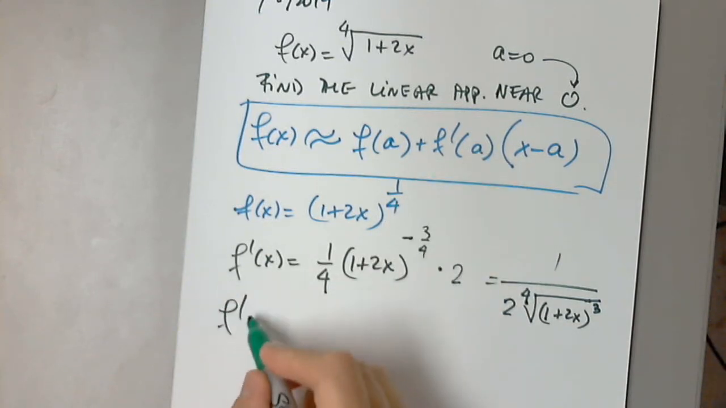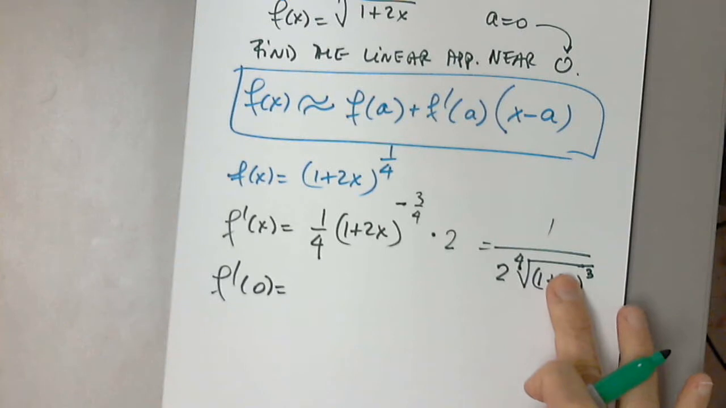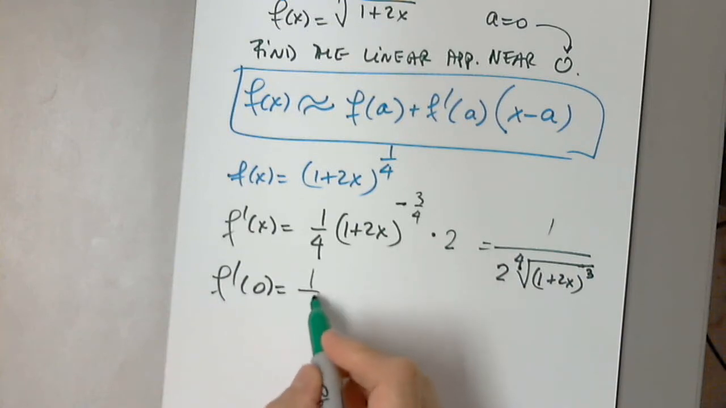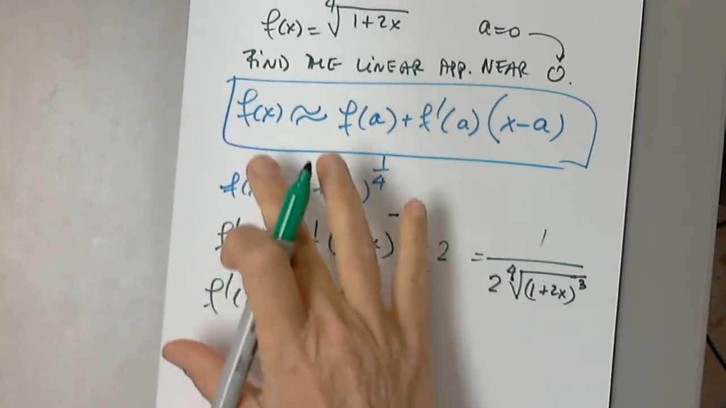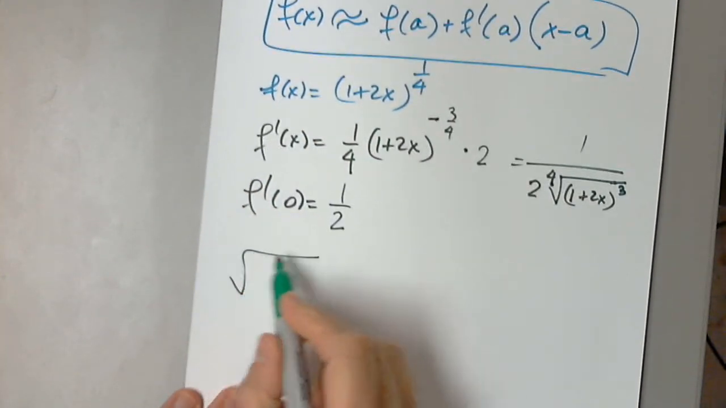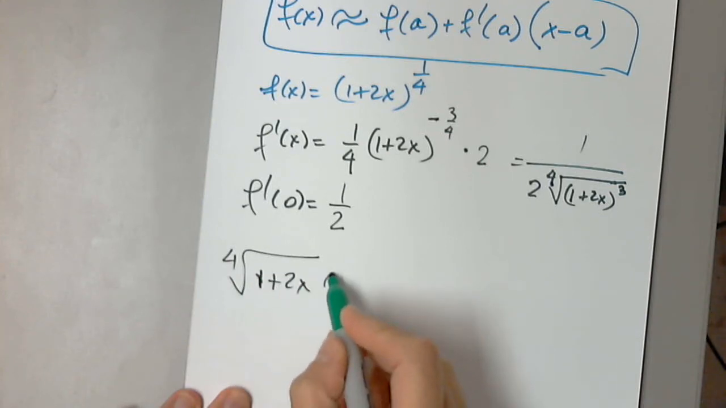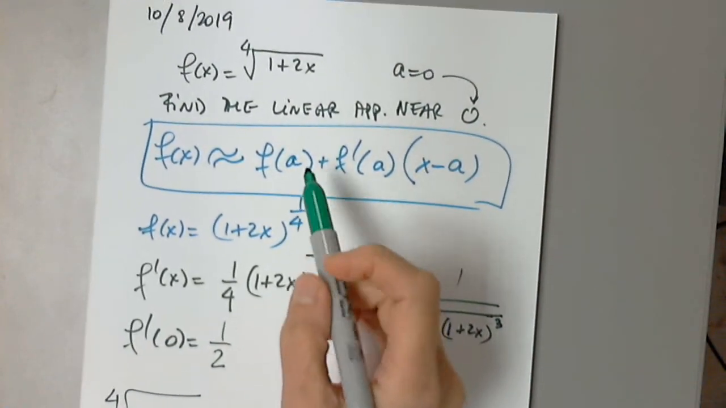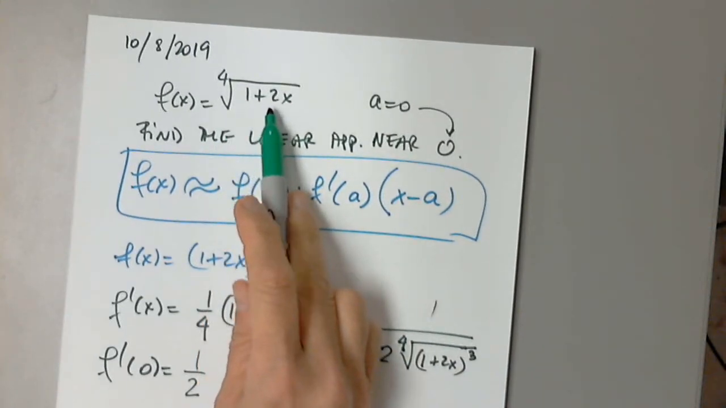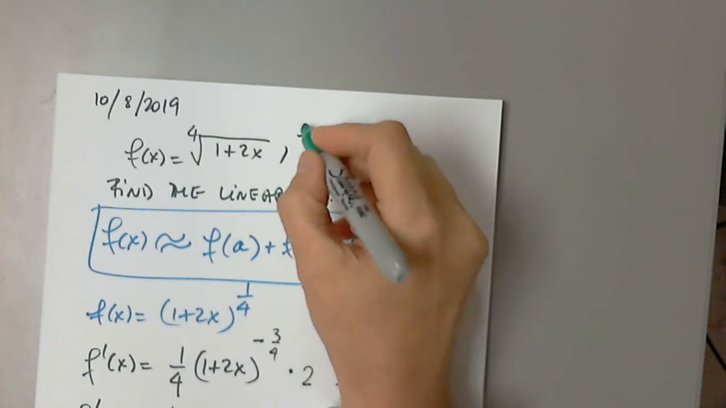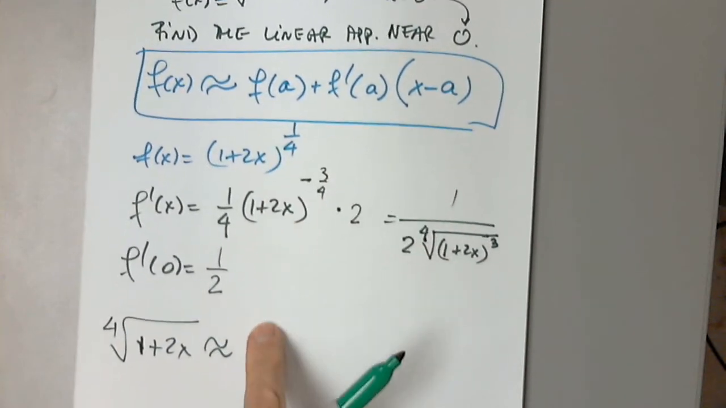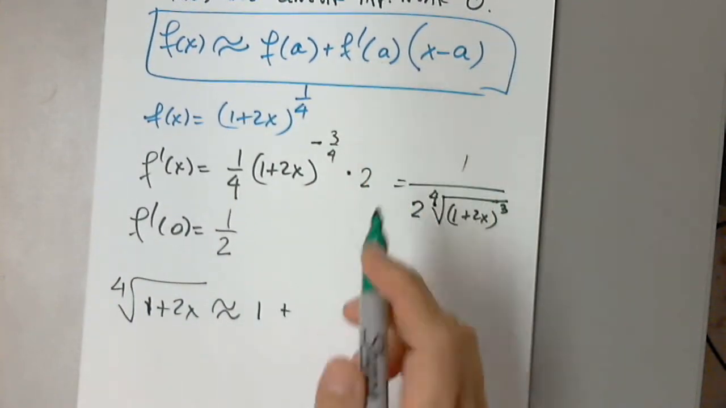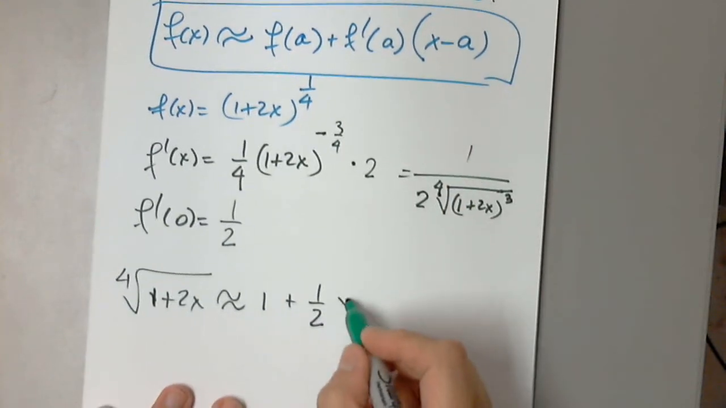So f prime of 0 will be, this is 0, 1 cubed is 1, the fourth root of 1 is 1, so the answer is indeed 1/2. Do we agree with that? So now I put everything together. The left-hand side will be replaced by the original function, the fourth root of 1 plus 2x, approximately f of 0. I hope we agree that f of 0 is 1, right? 0 plus 1 is 1, the fourth root of 1 is 1. So then it's 1 plus 1/2, and x minus 0 is x.